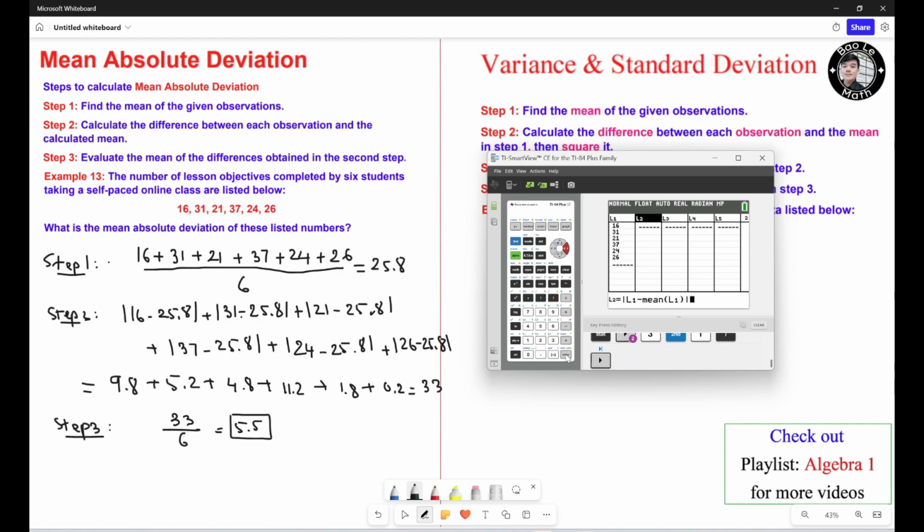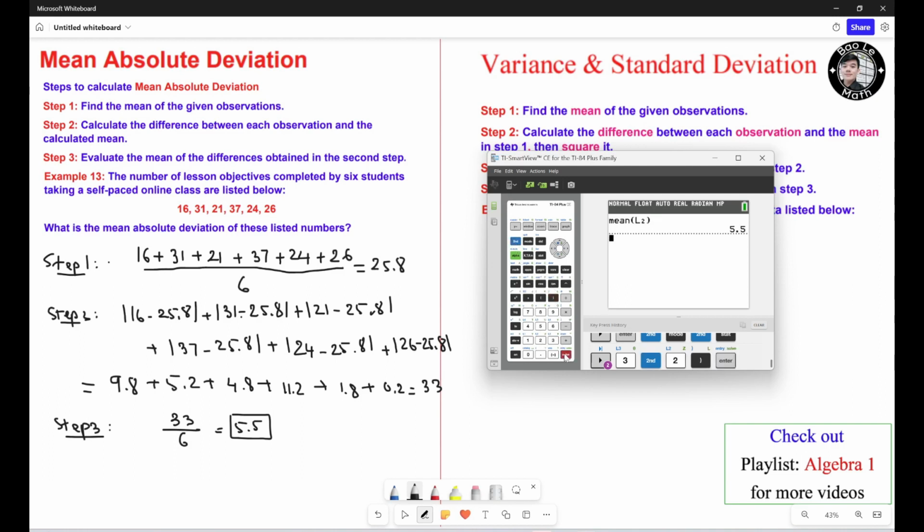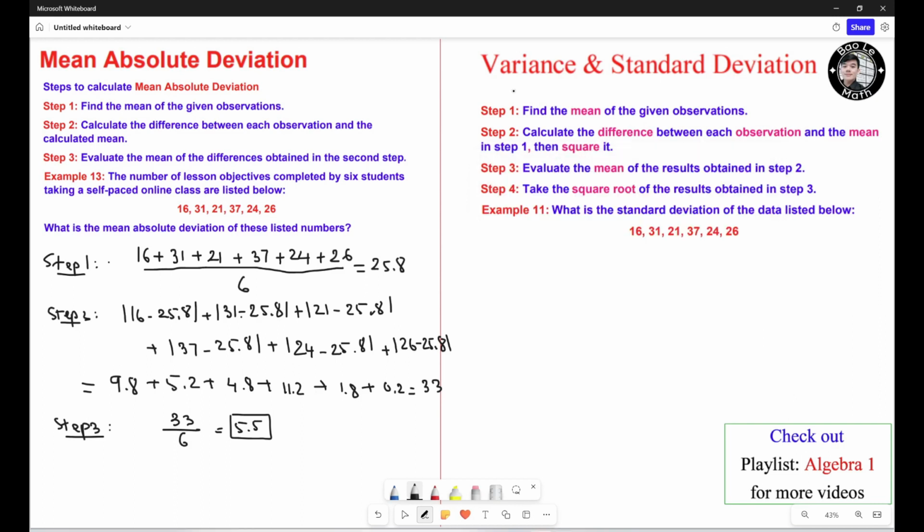This column is the absolute deviation. Now we need to find the mean of this column. Hit 2nd MODE to quit this table. Hit 2nd STAT again, go to MATH, hit mean, number 3. Now you need to find the mean of the second column, so it's 2nd 2, then close parenthesis and hit enter. The answer is 5.5.